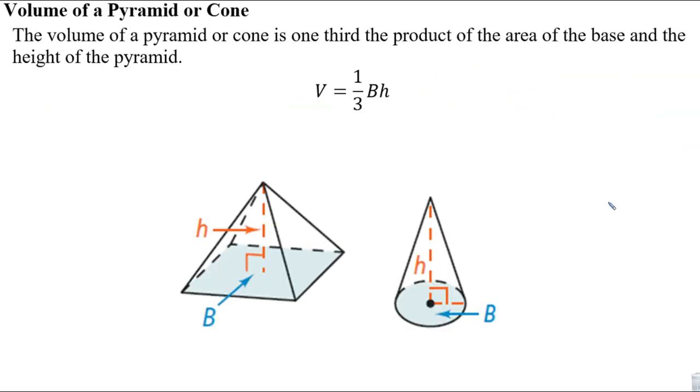All right, then last topic we'll cover is the volume of pyramids and cones. We'll say the volume of a pyramid or a cone is 1/3 the product of the area of the base and the height. So V equals 1/3 times base times height. What we're seeing from this formula is that the volume of a pyramid or cone would just be 1/3 of the volume of the corresponding prism or cylinder with the same base area and the same height.